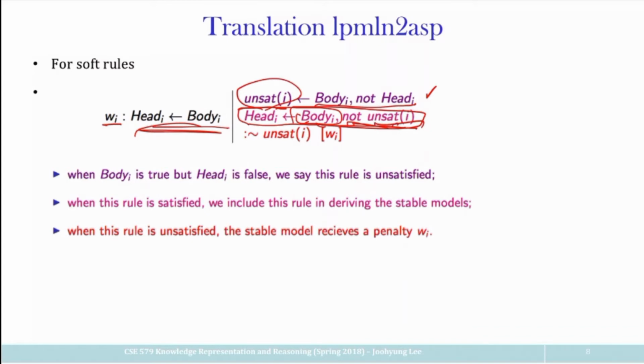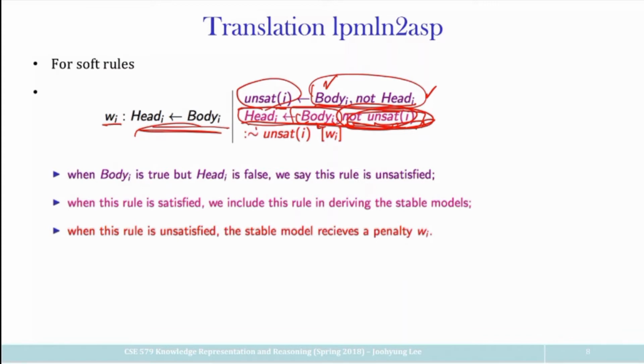Now let's talk about the other case. What if body is either false or head is true? Then onset is false, right? If body is false or head is true, then the body of this rule is false, so onset I cannot be true. Onset I cannot be derived in the stable model. If that cannot be derived, then NOT of onset becomes true. So then when body is true, head must be true.